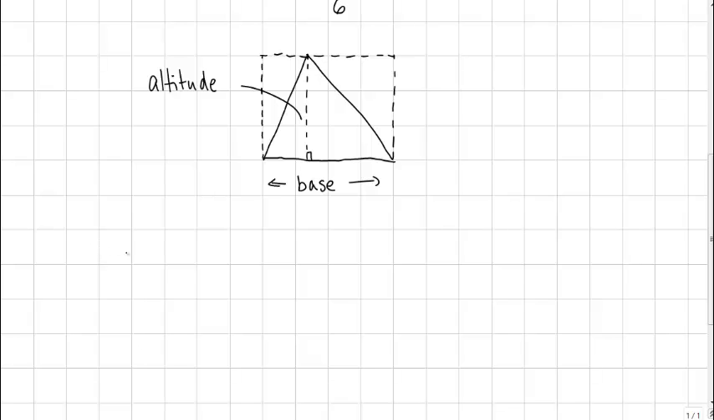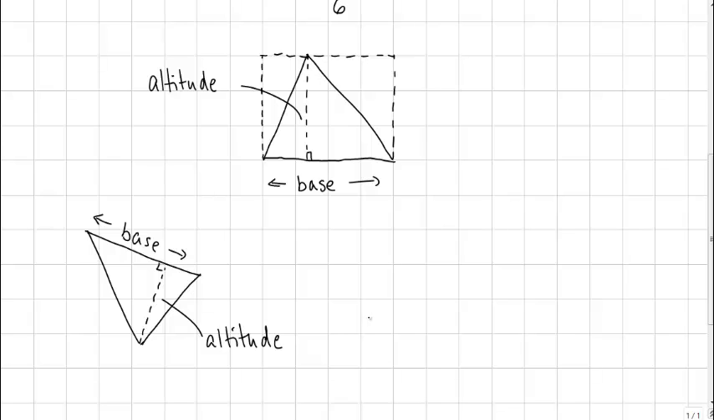So we can have a triangle, for instance, oriented like this, where the base might be this side over here. Now, if that's the base, then the altitude, or height if you like, is a line segment that is perpendicular to the base, passing through the vertex opposite the base. So that would be our altitude for this particular triangle if we choose to make the side indicated the base.